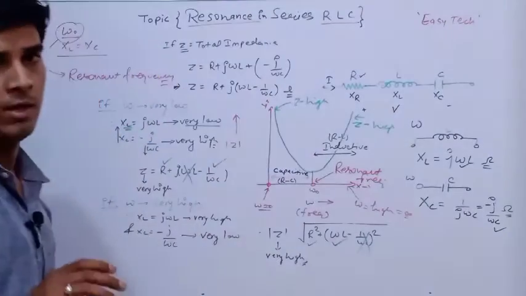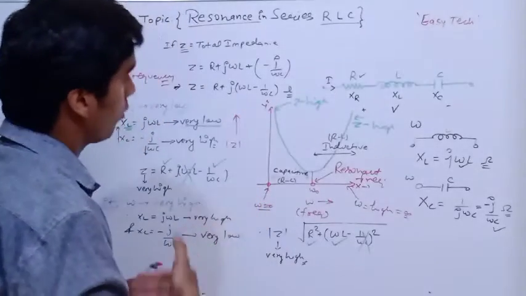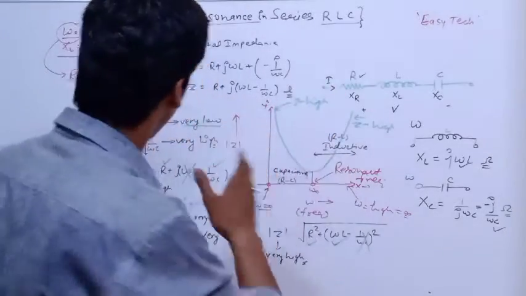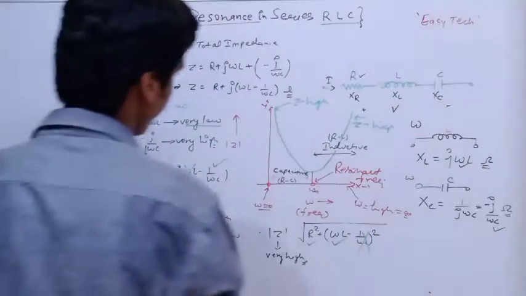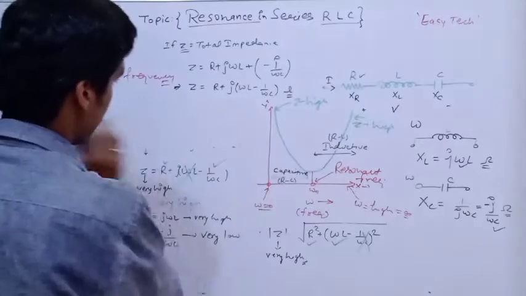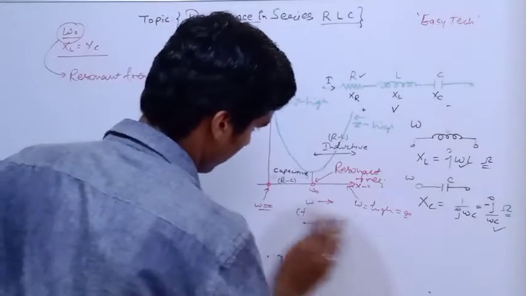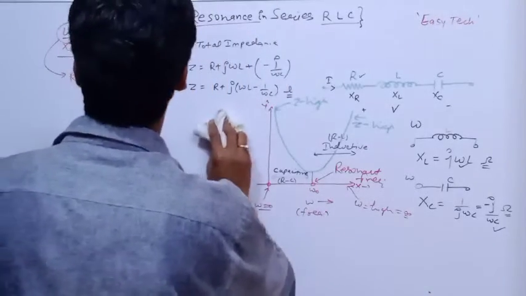What happens if we try to draw the variation diagram of current with respect to frequency? We are going to derive it here. We can erase all this now.